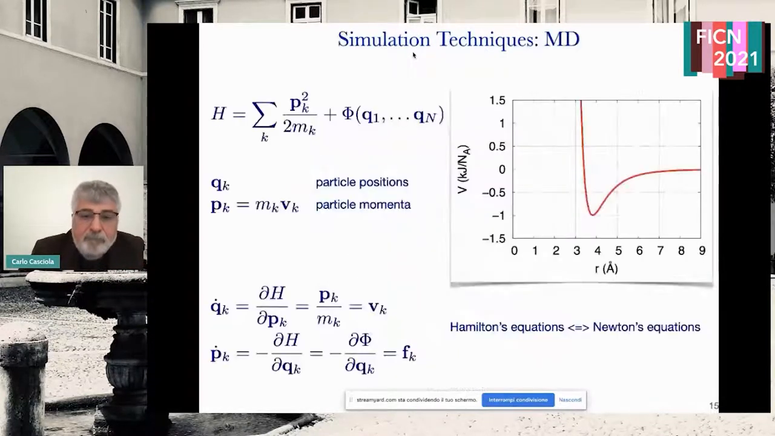For doing that, you need atomistic simulation, so molecular dynamics, for instance. I'm not going to spend time on that. Well, not to say that I'm calling Q and P here the positions and momenta of the particles.